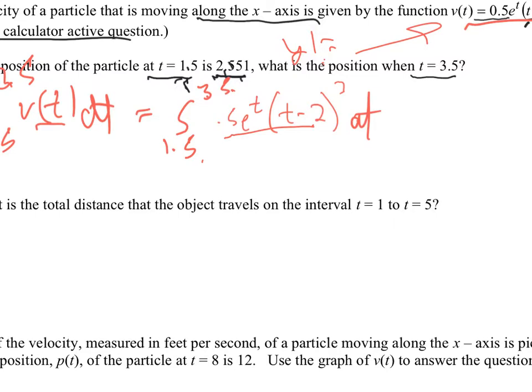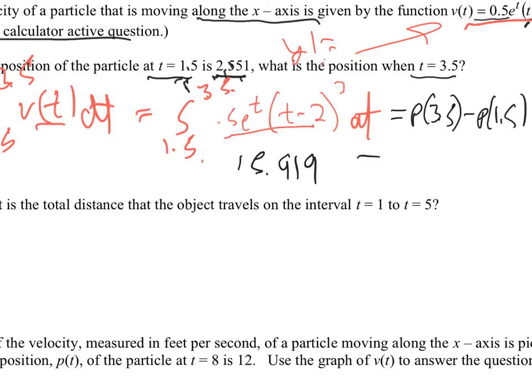Did you get it? 15.919, giving myself 3 decimals, is equal to P of 3.5 minus P of 1.5. P of 3.5 is what I don't know. P of 1.5 I know was 2.551.